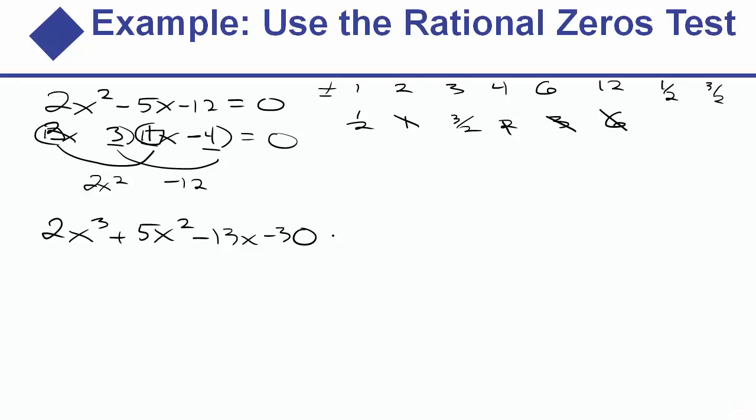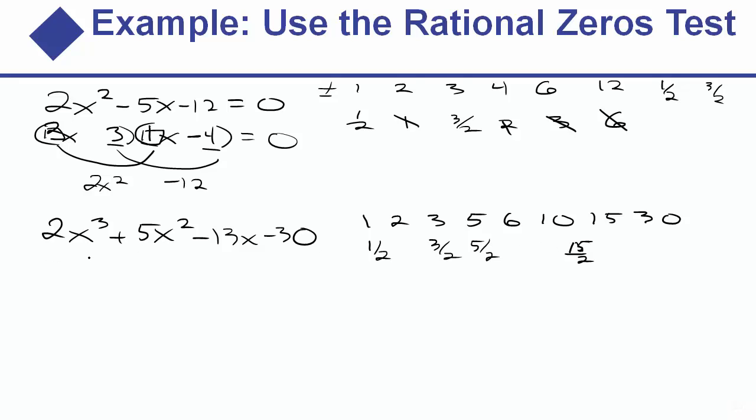We know that if there is a 0, it has to be factors of 30 divided by factors of 2. So our factors of 30, there are a lot of them, right? And then divided by factors of 2, which would be divided by 1, so it's all the same, and then divided by 2. So 1/2, that's just 1. 3/2, 5/2, that's going to be 3, that's going to be 5. 15 divided by 2, all right, 15/2, and then 30 divided by 2 is just 15. So we have all of these and these fractions.